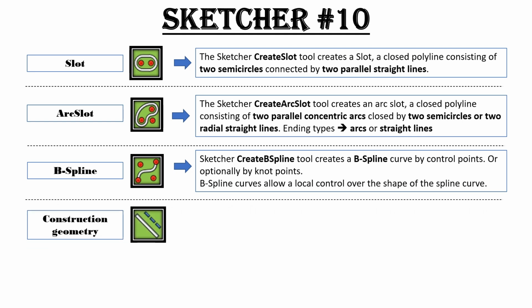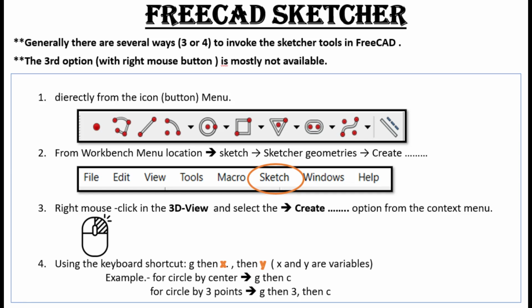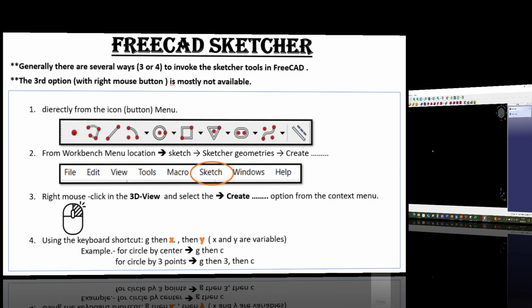The Sketcher Toggle Construction tool either toggles the geometry creation tools to from construction mode or toggles selected geometry to from construction geometry. This picture shows you how to invoke the Sketcher tools in FreeCAD.